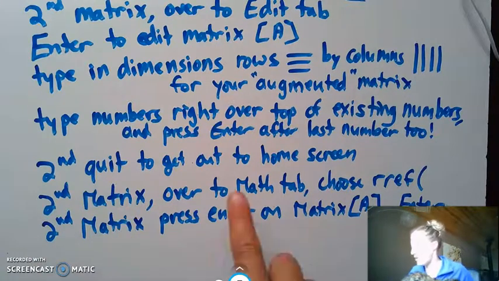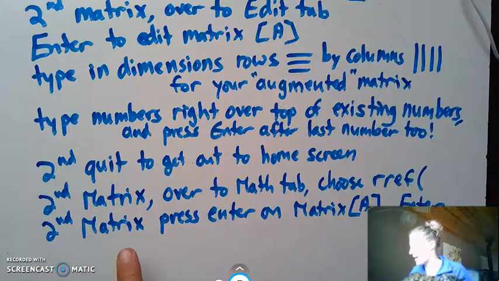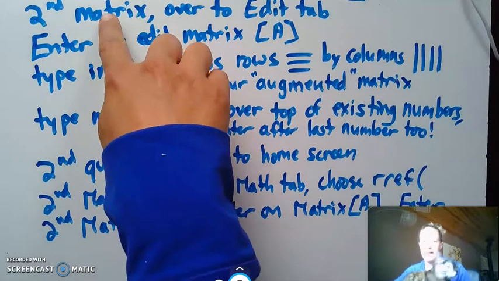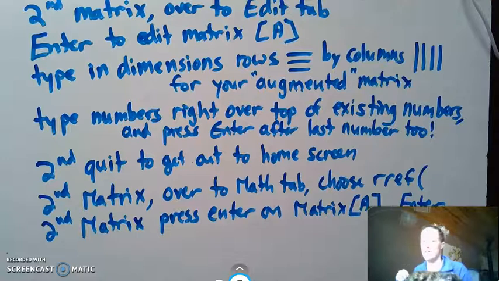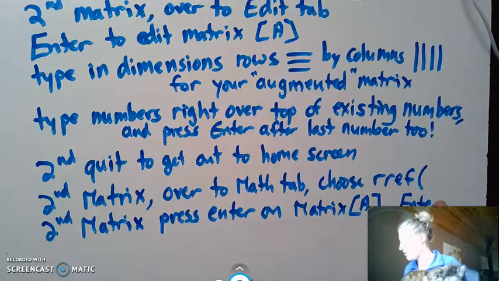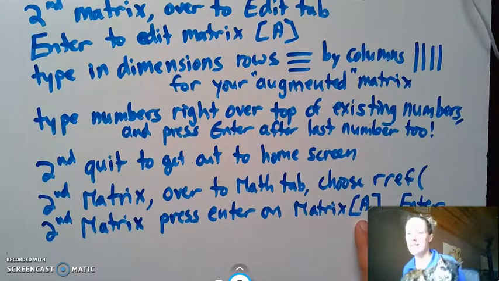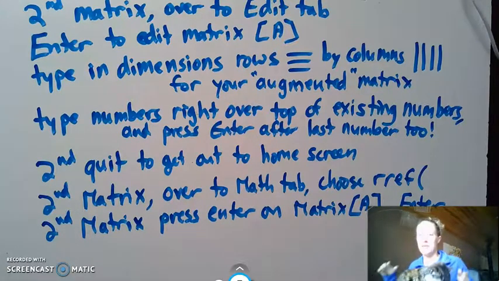Then you'll get out to the home screen. You'll go back into matrix. So we're doing second matrix a whole lot. If you're not sure, just go into second matrix. And then you'll choose RREF, and then you'll RREF the matrix. You press enter, and then you get some answers.